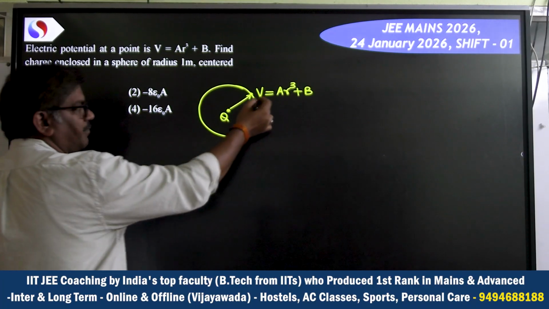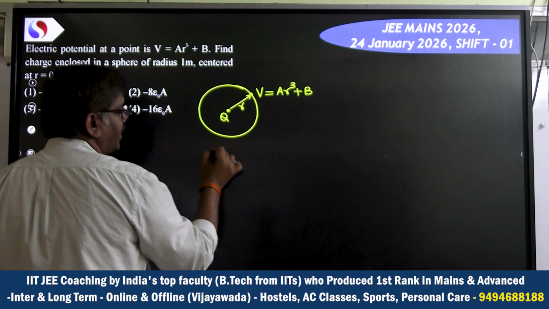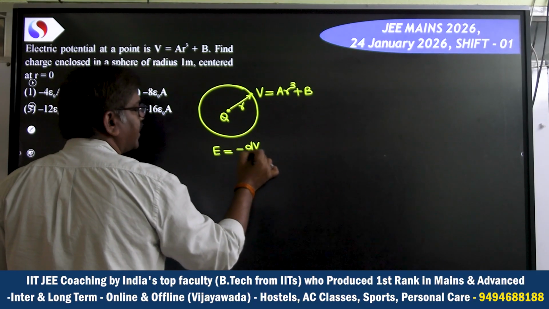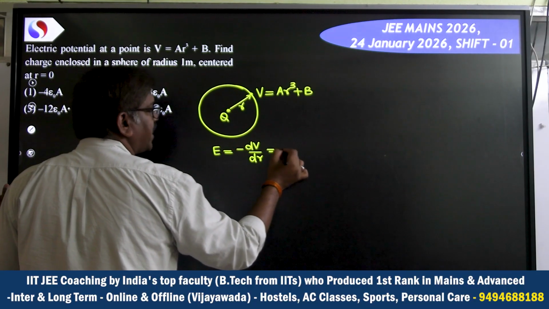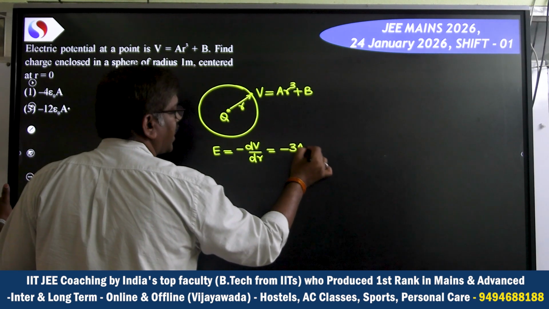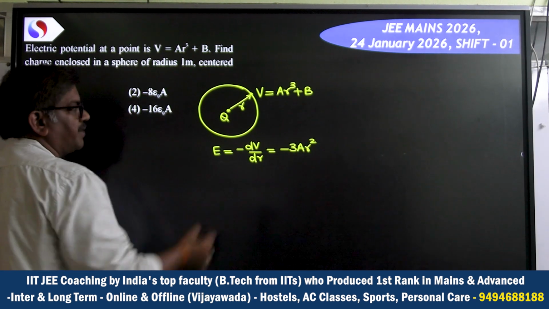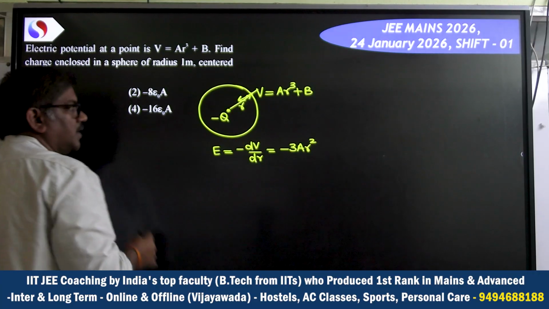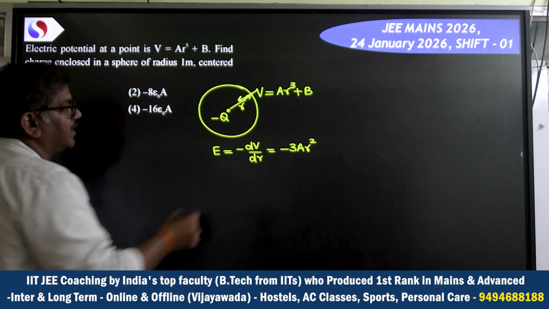All right, so with the help of this potential, if I find out the field, it is also radial here. So it is minus dV by dr. So this minus dV by dr is giving you 3AR square. Minus, that means this charge has to be negative because the field is inward. Now apply the Gauss law.